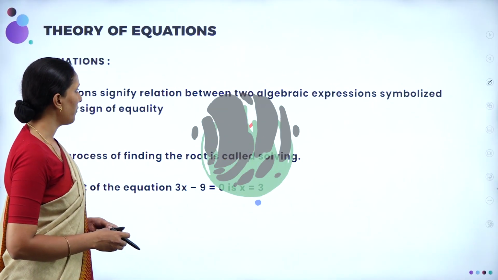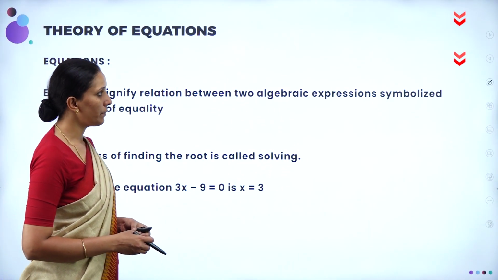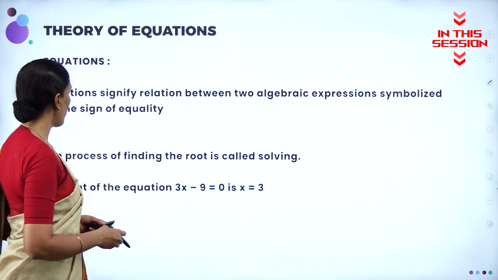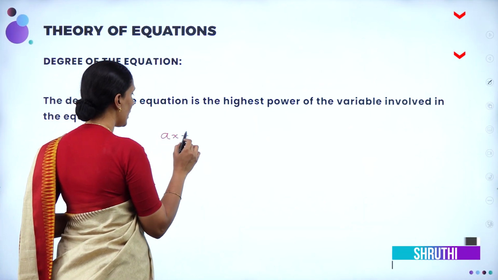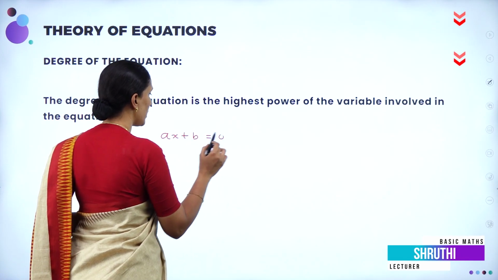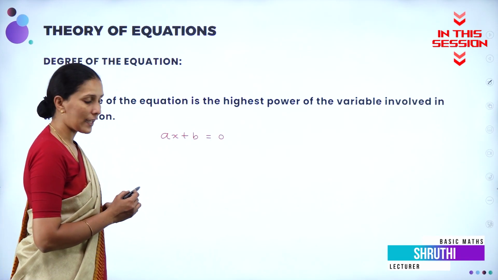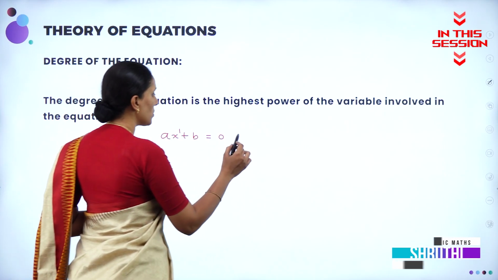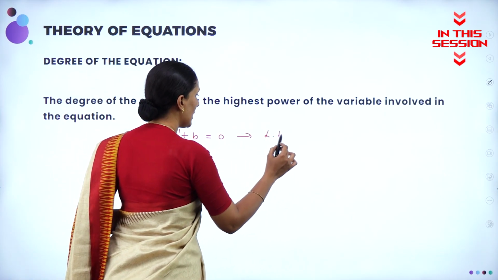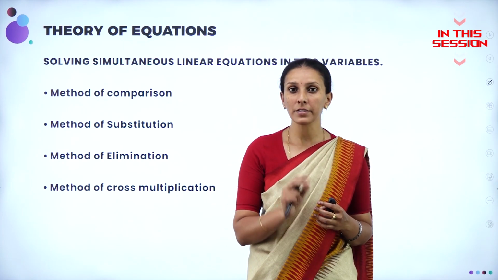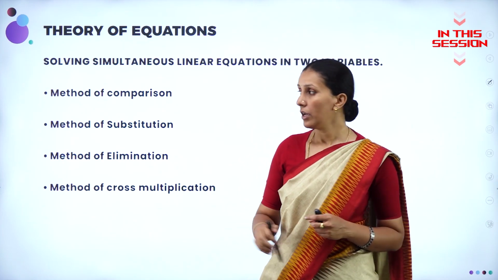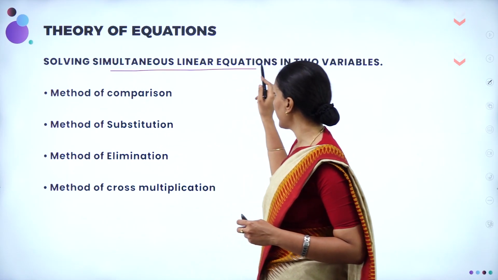An equation signifies a relation between two algebraic expressions symbolized by the sign of equality. If I generally write ax plus b is equal to 0, the variable used here is x and its power is 1. So this type of equation is called a linear equation. We need to find out the solutions of the variables whenever two equations are given. So that is called a simultaneous linear equation.